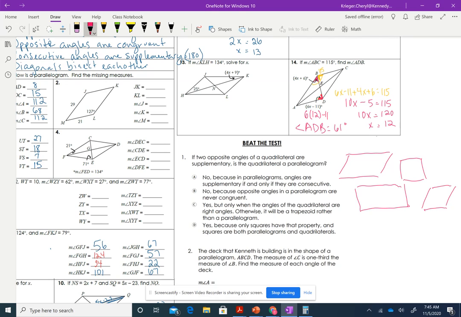So opposite angles of a quadrilateral are supplementary. That means they equal 180. Is the quadrilateral a parallelogram? Well, it could be. So A says no, because in parallelograms, angles are supplementary if and only if they're consecutive. Well, in this parallelogram, that's true, right? But what about the rectangles and the squares? So what if it's 90 and 90, it equals 180, right?